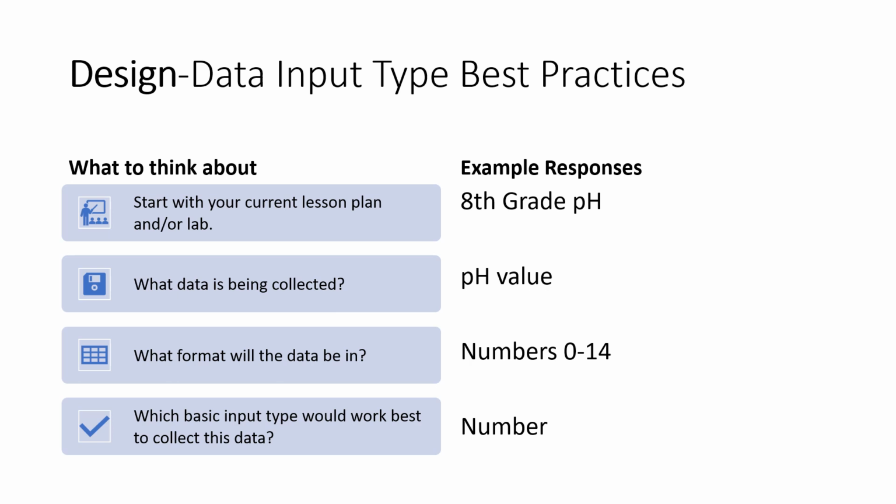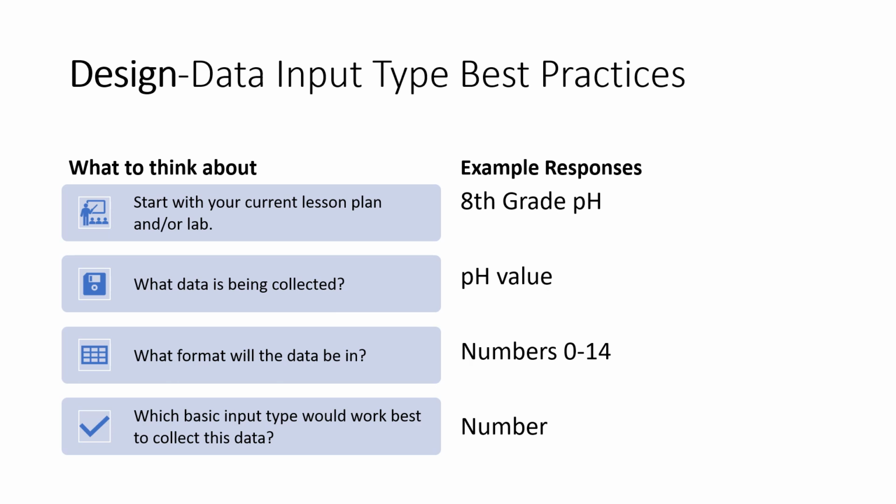So as a quick example at the end of this video, I just thought about an 8th grade pH lesson. So going outside, testing water that we find outside. What is the pH value? So what are we collecting? pH value. What format is it collected in? It's collected in numbers 0 through 14. So which question type should I select? Number.